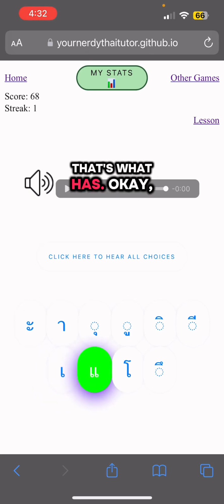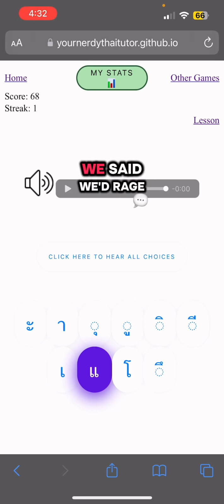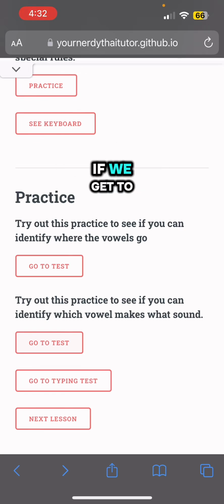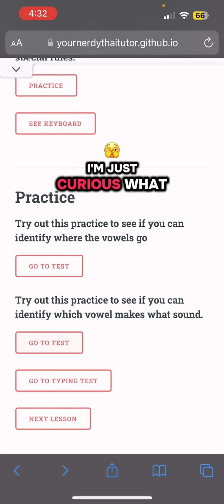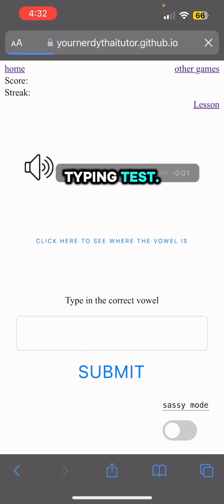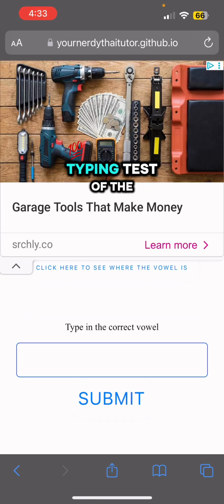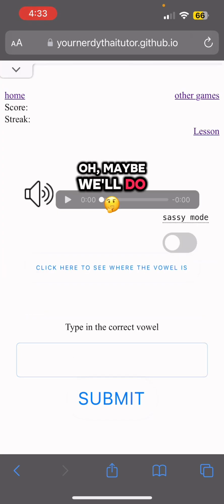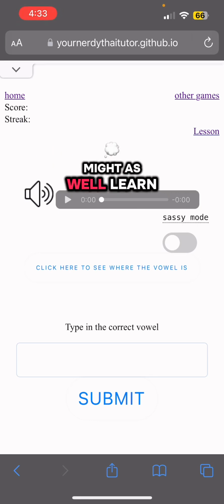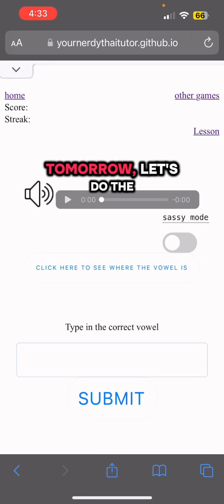That's what as. Okay. Well, we said we'd rage quit. We rage quit. We'll try again tomorrow. We'll try to master this practice to see if we could get all the vowels. I'm just curious what the other tests are in this lesson. See if you can identify which vowel makes what sound. Oh, and then there's the typing test. Oh, is this the typing test of the test we just took? Oh, maybe we'll do the typing test tomorrow, see if we could actually type it out. Because we'll struggle with it anyways, might as well learn how to type, right? So yeah, tomorrow let's do the typing test.